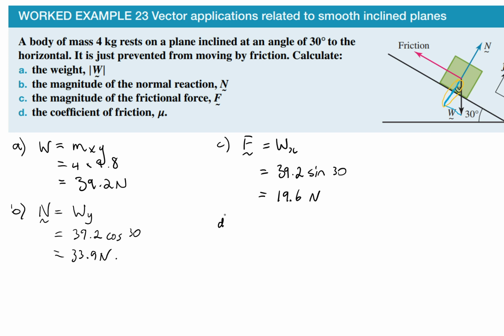Part D, last thing, the coefficient of friction. So the coefficient of friction, remember that our rule here is coefficient times by normal, and our friction force is 19.6. Our coefficient of friction in there, multiply that by the normal, which is 33.9. We rearrange to solve that, and our coefficient of friction this time is 0.58, when we divide both sides by 33.9. Done.